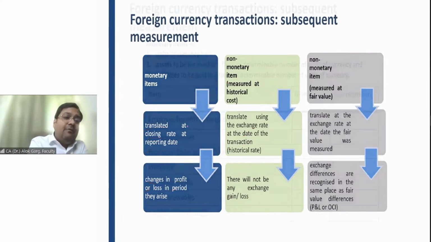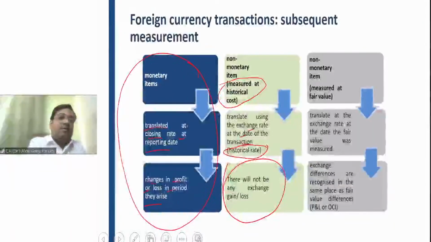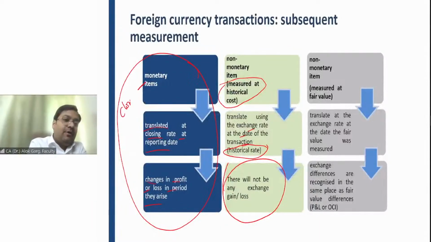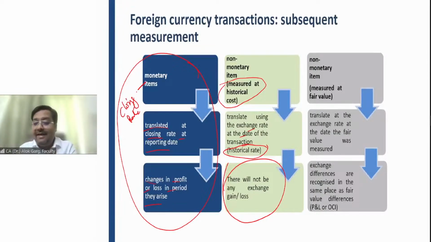So for monetary item, it was the closing rate. But for non-monetary item, if it is at cost model, nothing is required. If a non-monetary item is at cost model, means there are no fair value changes, then nothing is required. But if a non-monetary item is measured at fair value model, like the revaluation model, then you have to translate this non-monetary item at the exchange rate on the date of fair value.